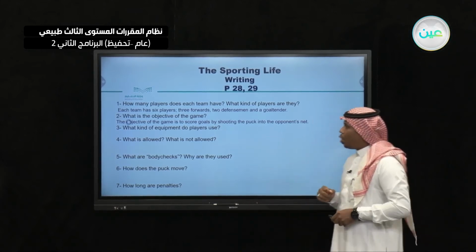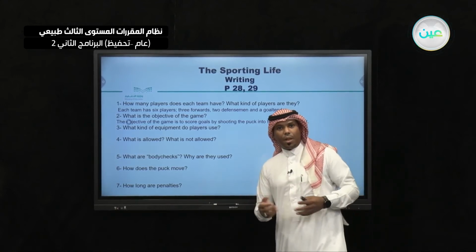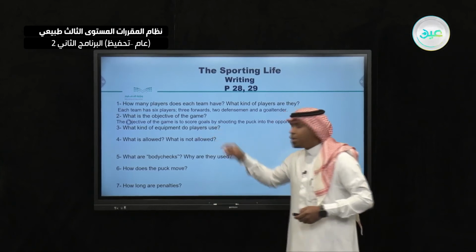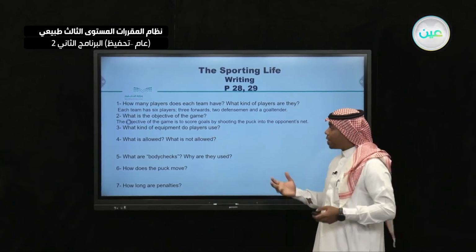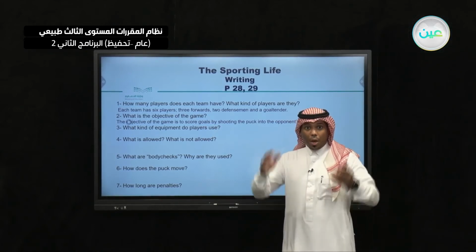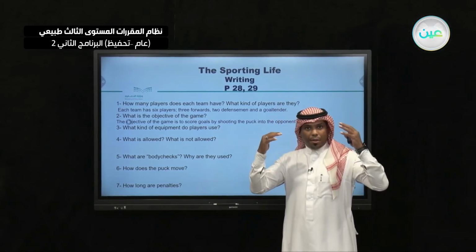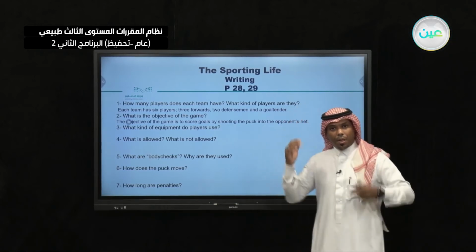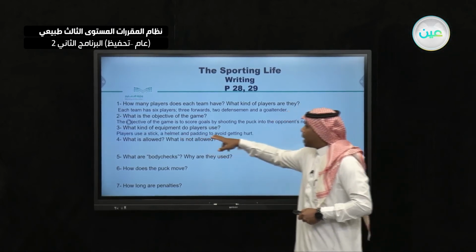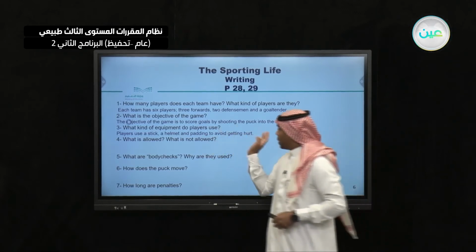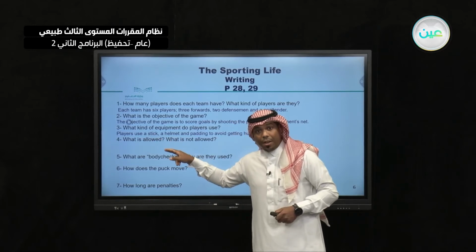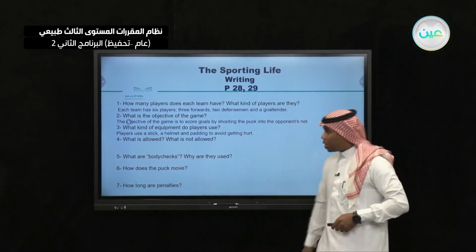Number 3. What kind of equipment, المعدات أو الأشياء الخاصة, can players use? What are the equipment? As I said earlier at the beginning of this lesson, what are they wearing? They wear a helmet and padding to avoid getting hurt. And don't forget that players use a stick in order to shoot.